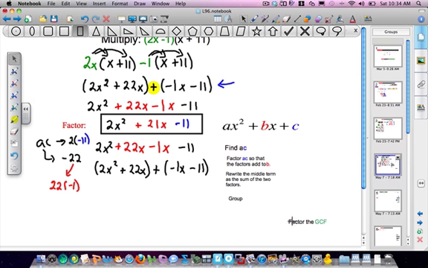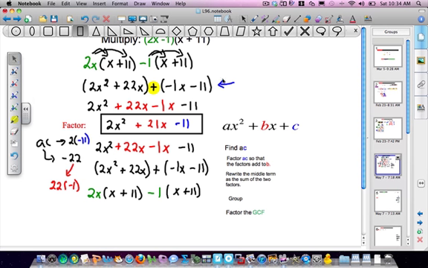So the next step will be to factor the GCF from each group. Now the greatest common factor from the first group will be 2x. So we'll factor the expression out, and that yields x plus 11. Examining the second group, we see that the GCF is a minus 1. So if we factor that expression, we get x plus 11.